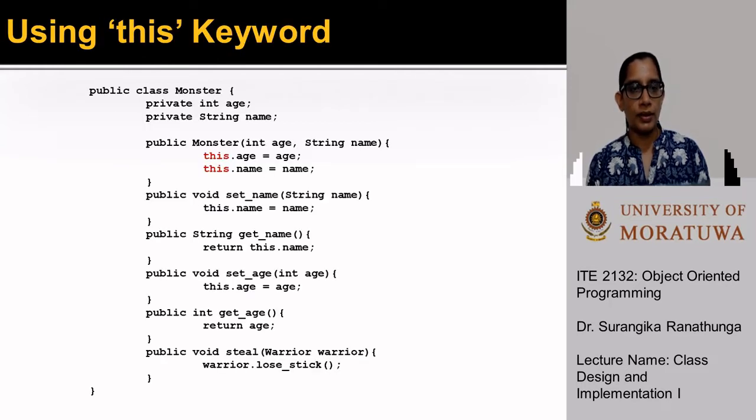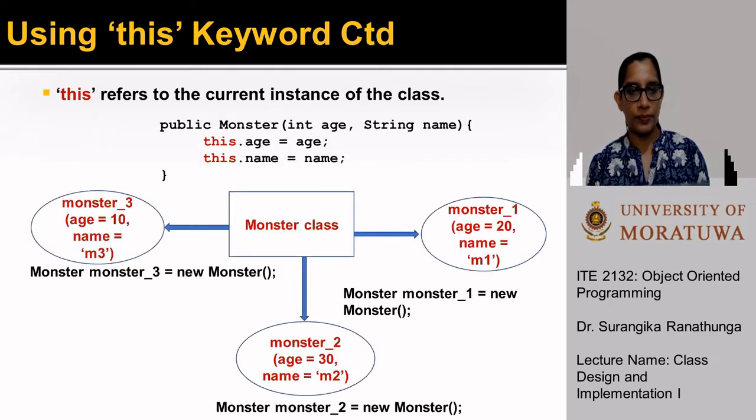The first one, the this keyword. What is this keyword? You might have noted this in the previous lecture as well when I was showing code. As you can see here, in the constructor of the monster class, we are using the keyword this in front of the two attributes, age and name. Here, the keyword this refers to the current instance of the class.